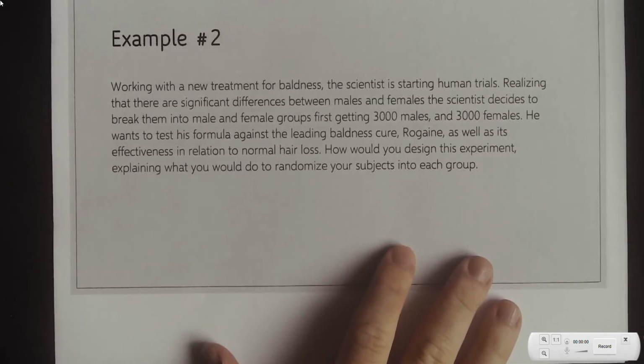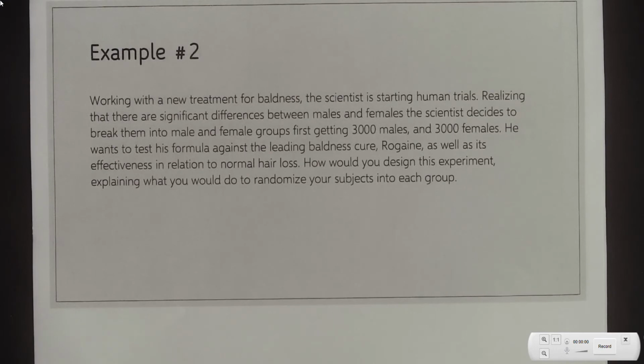Okay, example number 2. Working with a new treatment for baldness, the scientist is starting human trials, realizing that there are significant differences between males and females. The scientist decides to break them into male and female groups, first getting 3,000 males and 3,000 females. He wants to test his formula against the leading baldness cure, Rogaine, as well as its effectiveness in relation to normal hair loss. How would you design the experiment, explaining what you would do to randomize the subjects in the group?